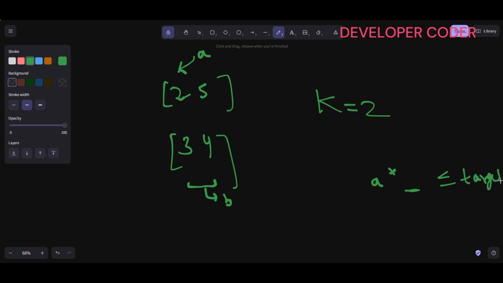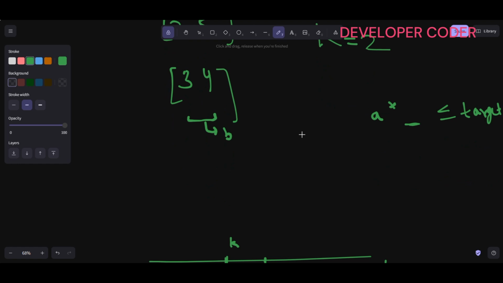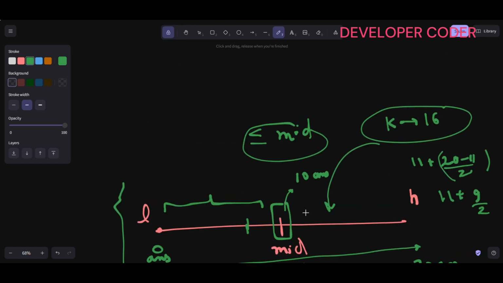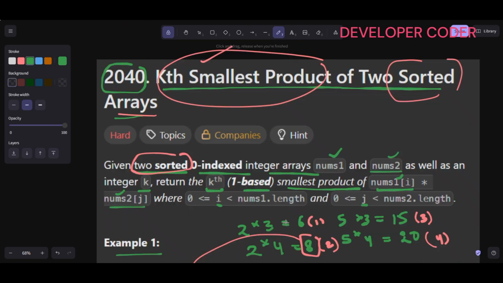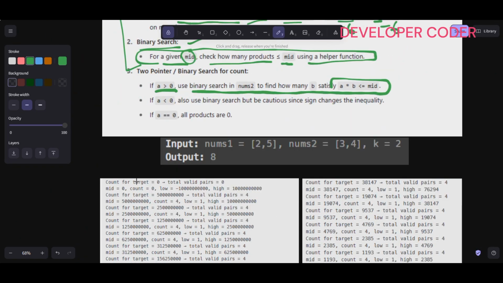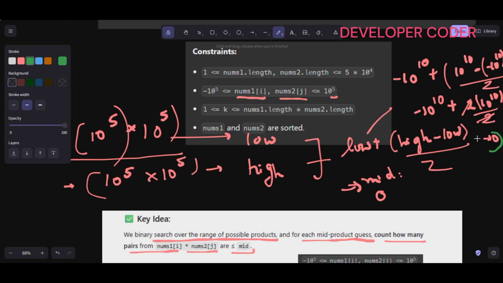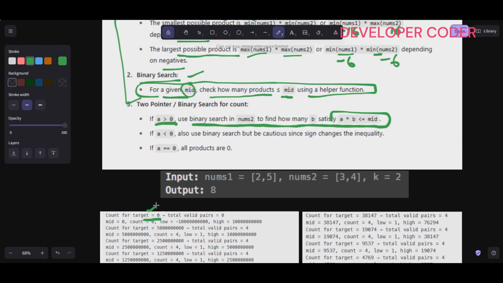So what I'm saying here is, you are applying this binary search, right? So low, high, and mid. The first time you apply this, your target is going to be 0, and I already explained why. Low plus high minus low, here you are going to get 0 for the very first time. So count for target 0 is 0, so total valid pairs are 0, because if I multiply 2 into 3, I get 6, 2 into 4 is 8, I get 15, I get 20, so none of the values are less than or equal to 0. So total valid pairs are 0. So mid is equal to 0, count is equal to 0. Done.